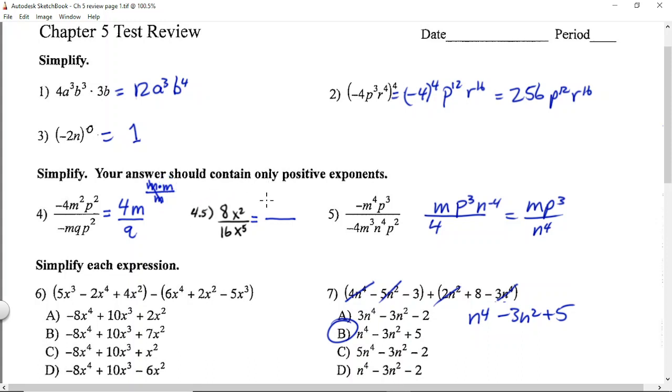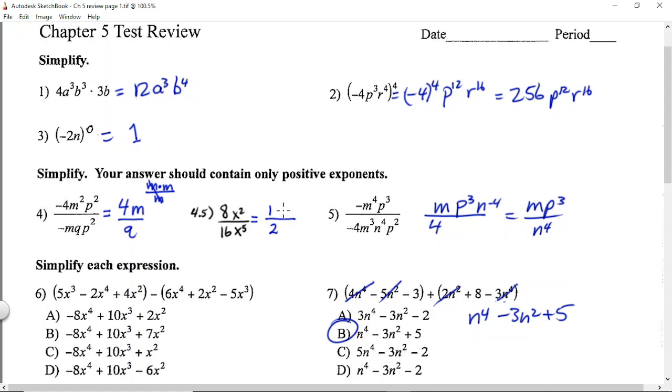So let's look at 4.5. Looking at the numbers, we have 8 over 16, and that actually simplifies, right? That's a fraction, and we can reduce that by dividing both of those by 8. So 8 divided by 8 is 1, and 16 divided by 8 is 2. And we've reduced that.